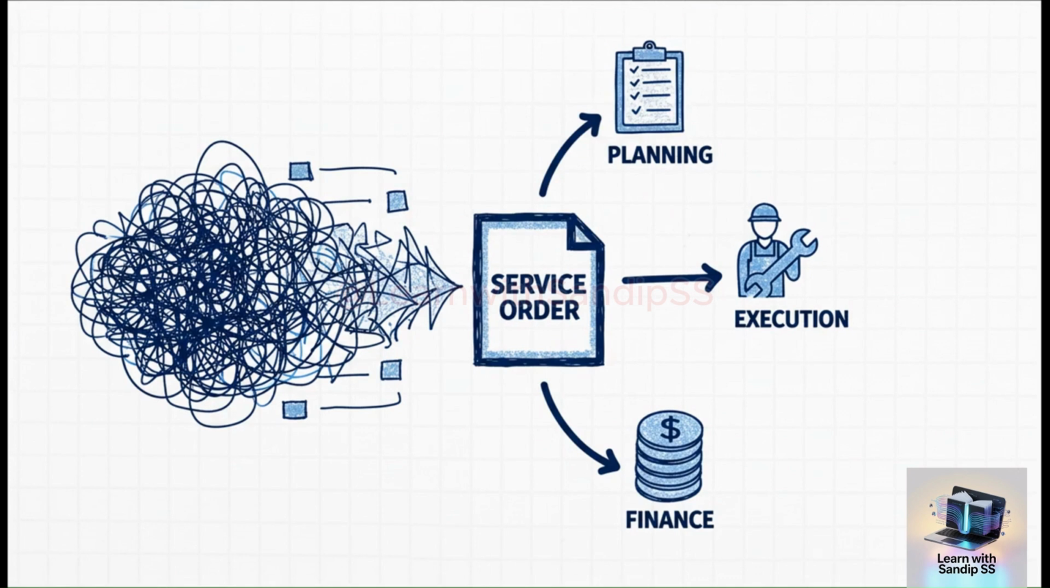So if we boil it all down, the service order management process takes a potentially chaotic customer request and turns it into a structured, visible, and predictable journey. It flawlessly connects your planning team, your field team, and your finance team, all centered around that one powerful source of truth, the service order.